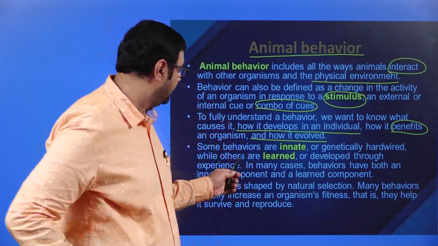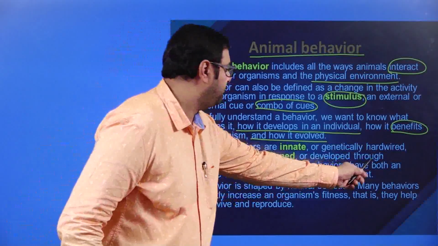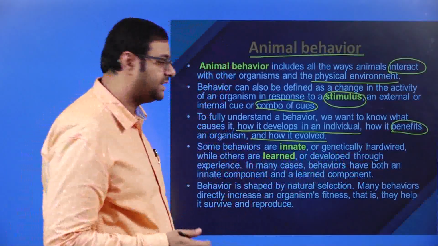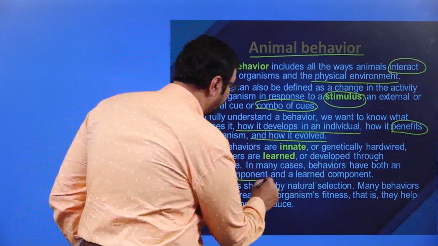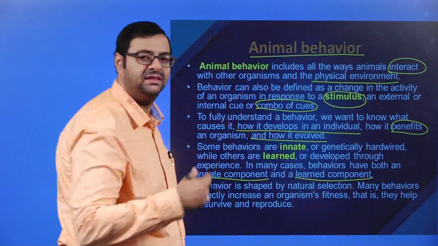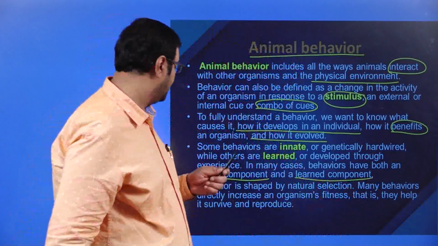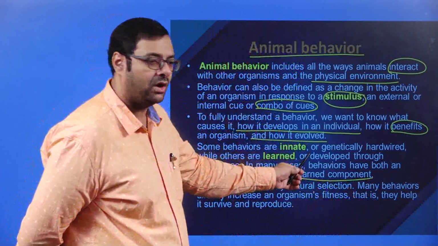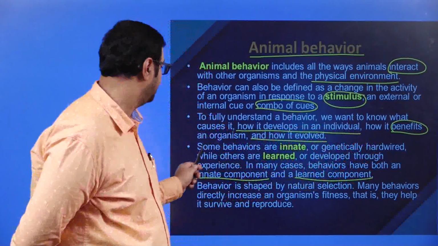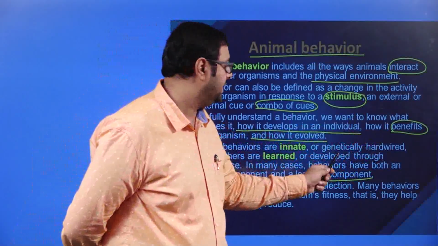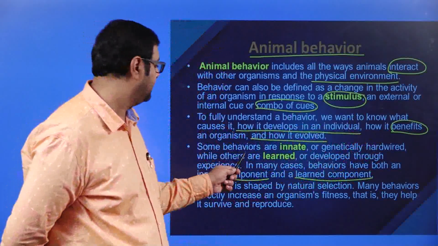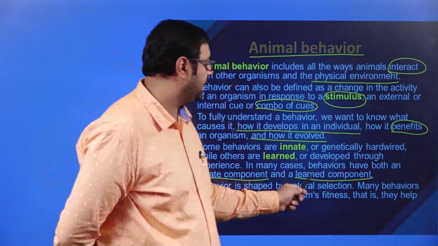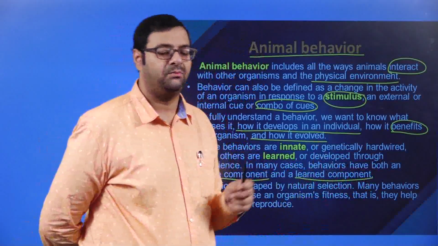Okay, right? Then, in many cases, behaviors have both an innate component and also a learned component. There are many other cases where you can see innate behavior and also learned behavior, which we'll see in the later part of the chapter. Okay, now I'll just read this again for you. Some behaviors are innate or genetically hard-wired, while others are learned or developed through experience. In many cases, behaviors have both an innate component and a learned component.